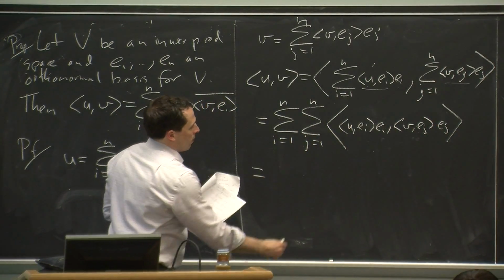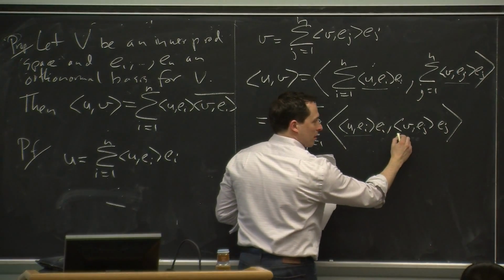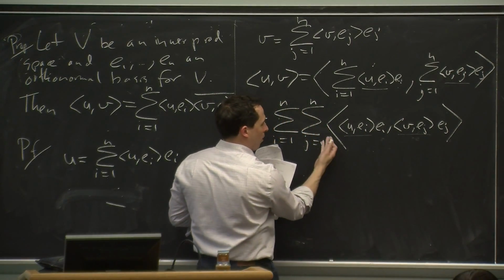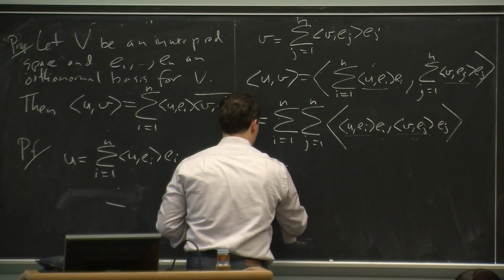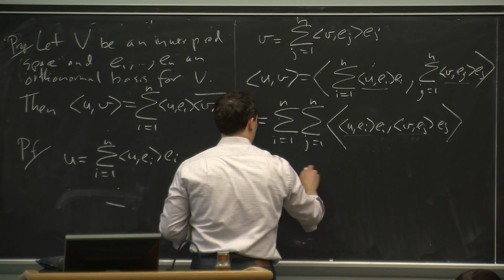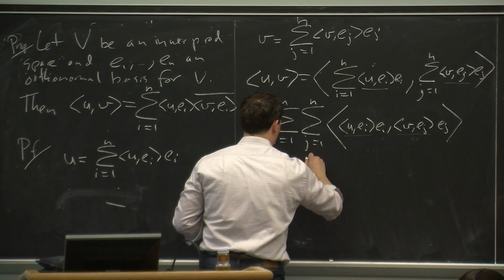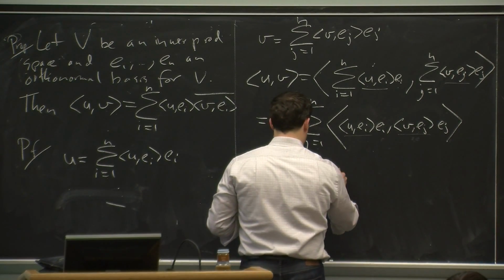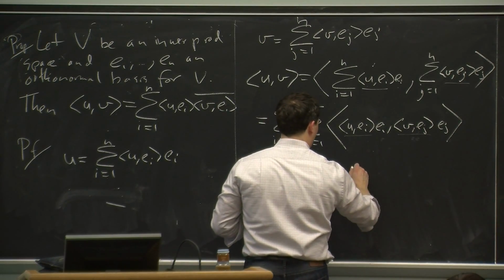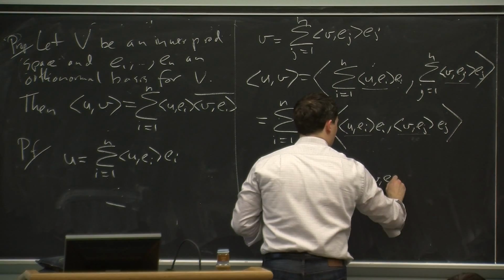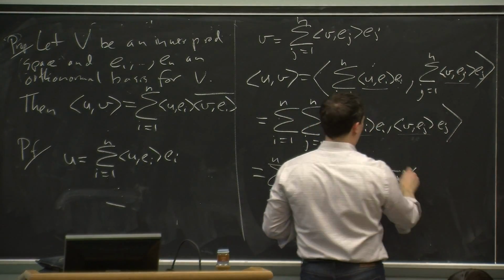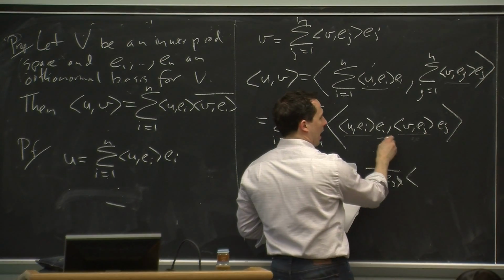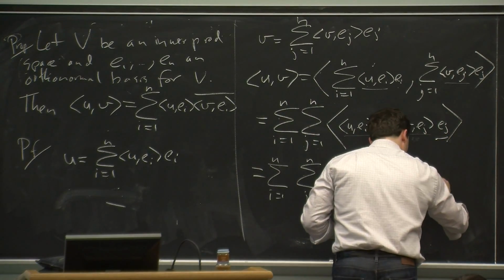So this is just a scalar. This is just a field element. That's just a field element. I can pull those out, but I have to remember to conjugate the second one. So that's equal to the sum i equals 1 up to n, sum j equals 1 up to n, of the inner product of U, Ei times the inner product of V, Ej conjugate, because I pulled it out. And then what's left over is just the inner product of Ei and Ej.